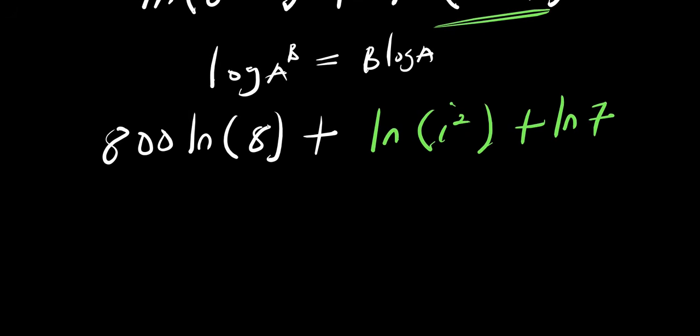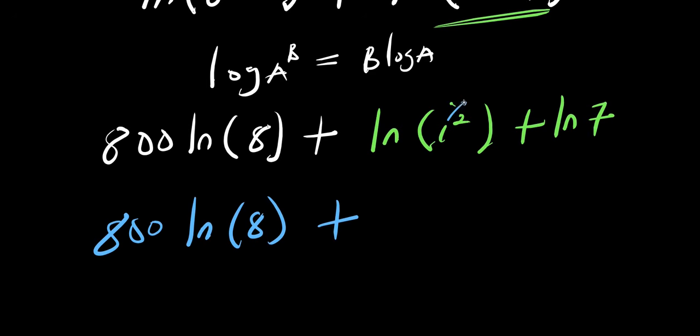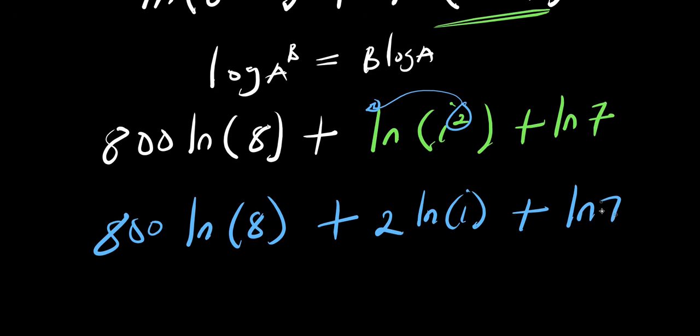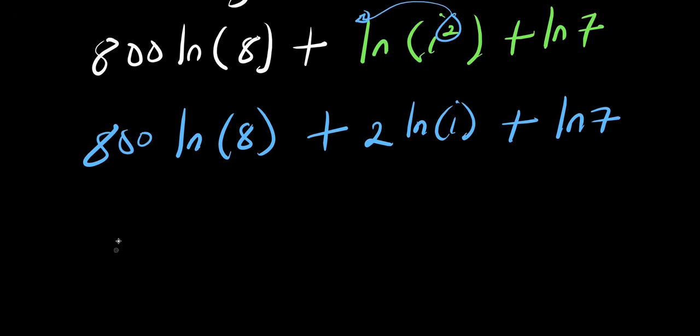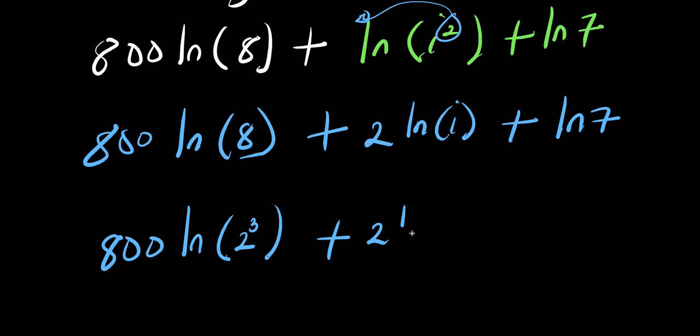So from here, I have 800 times natural log of 8 plus these 2 here will come behind this. I have 2 natural log times i plus natural log of 7. So from here we have 800 times natural log of 8. We can express this 8 as 2 power 3, plus 2 times natural log of i plus natural log of 7.